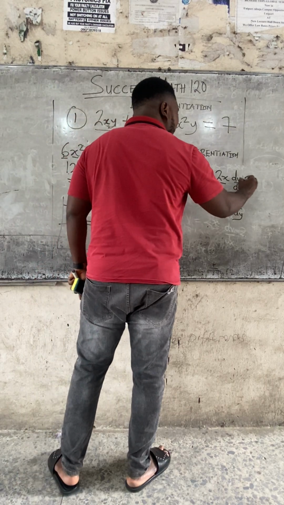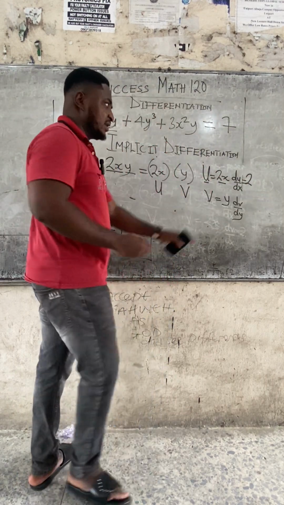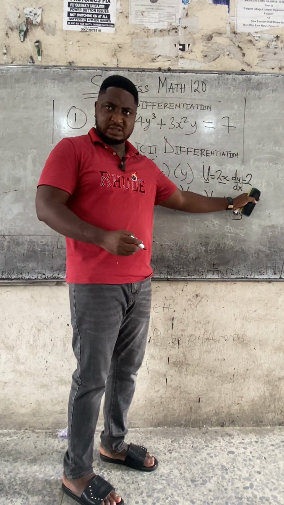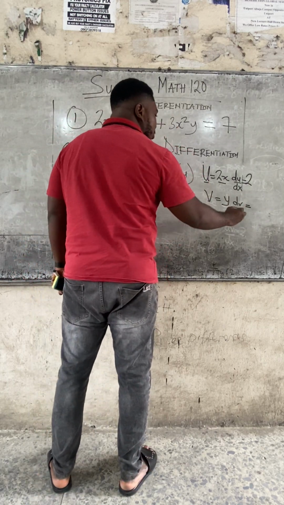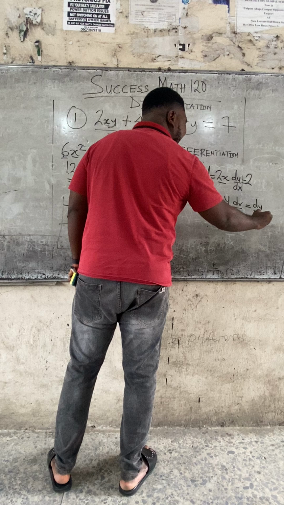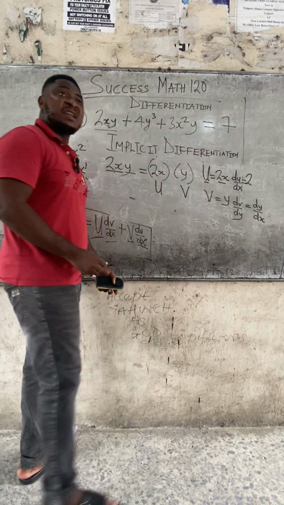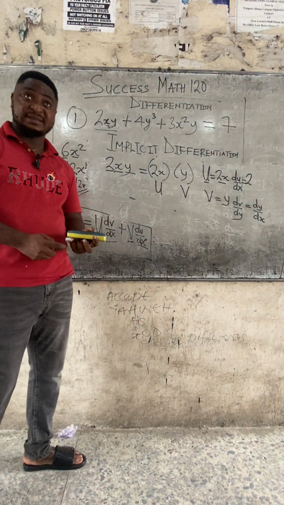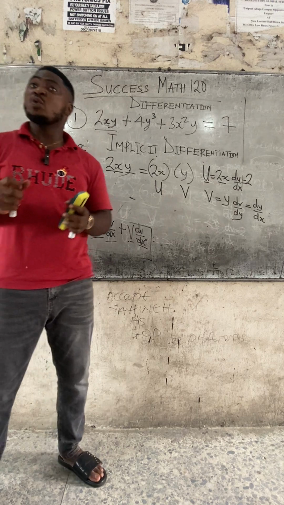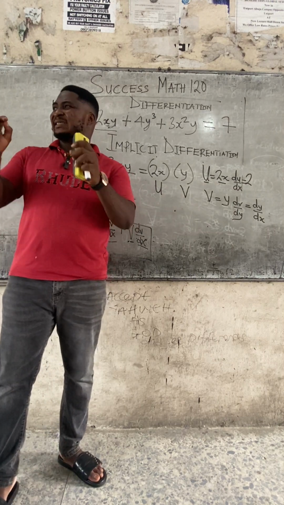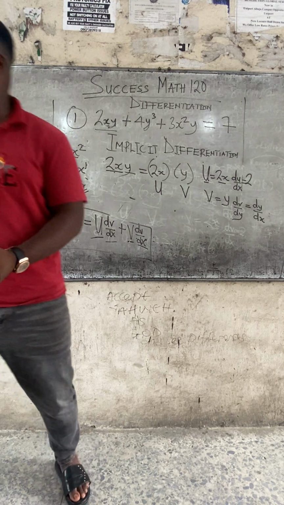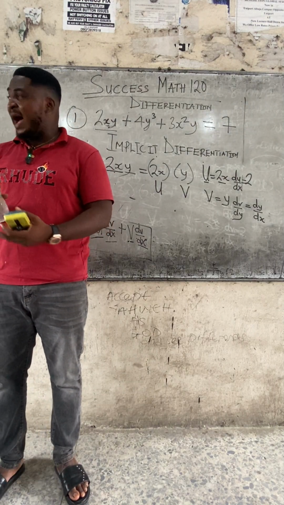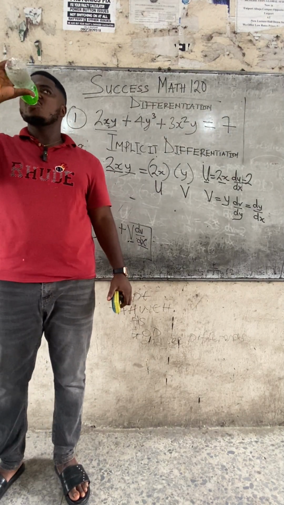So differentiate 2x. What do you have? 2. Is this part showing? Okay. And differentiate y. What will you have? dy. Remember, the differentiation of y gives you dy. Anytime you differentiate y, note the final answer is dy. The final answer of y, to differentiate it on its own, is dy dx.